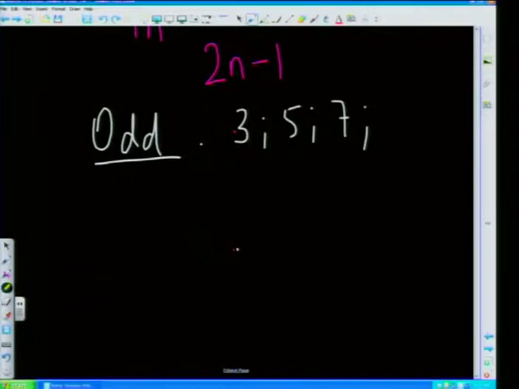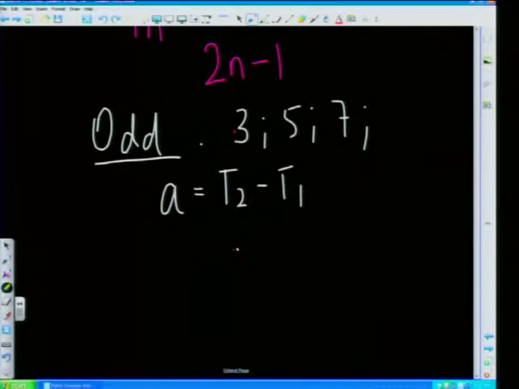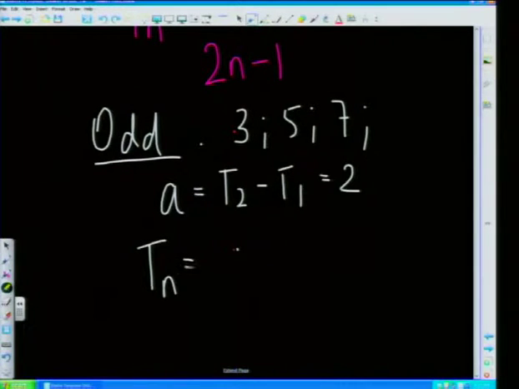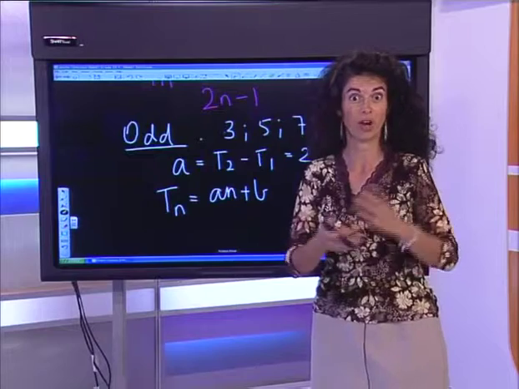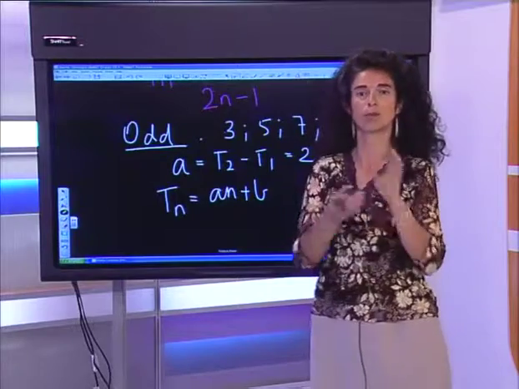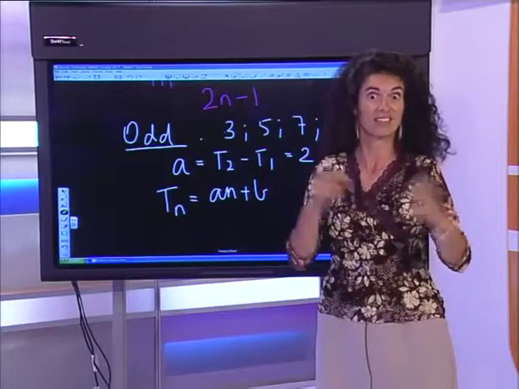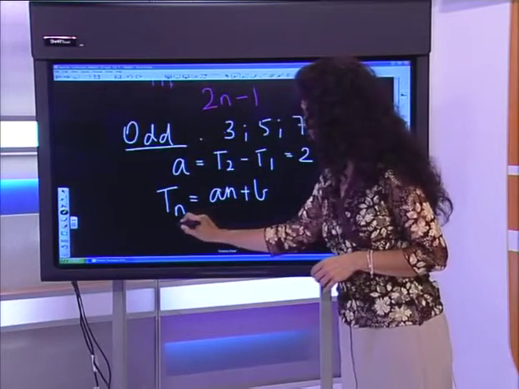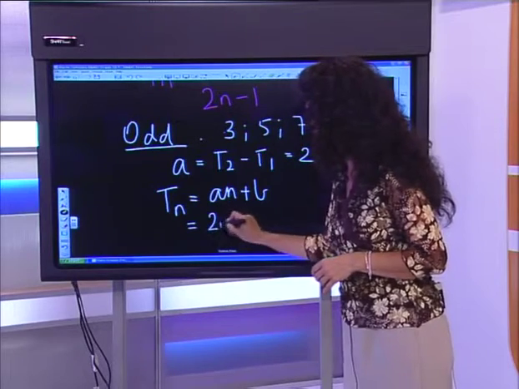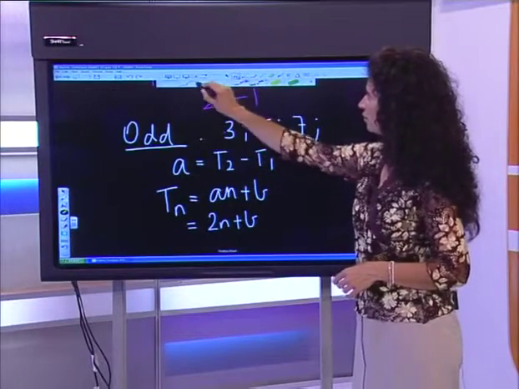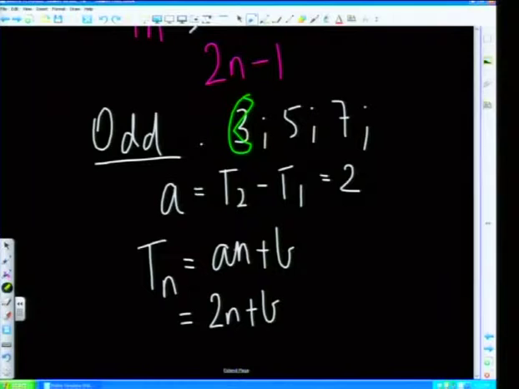We learned that to get Tn, the a value is always T2 minus T1, which in this case, again, 5 minus 3 is 2. So our general term Tn is going to be an plus b. And a number of you are going to be asking, is it always an plus b? Yes, because the linear always has a coefficient and a constant. Coefficient is a and the constant is b. So yes, it's always going to be that. And for our odd numbers, it's going to be 2n plus b. How do we find b? We take and we substitute in that first value, that first term.